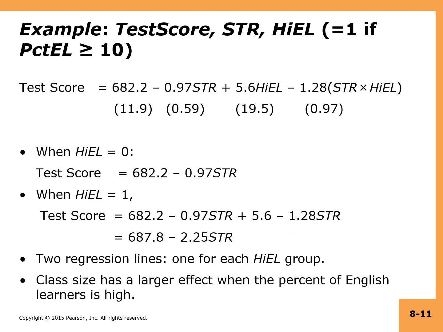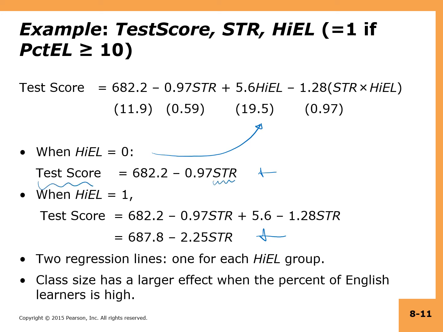So let's look at another example. Here we're regressing test score on student to teacher ratio, which is a continuous variable, and high English learner, which is a dummy variable, and the interaction between these two terms. So when the dummy variable, high English learner, is equal to 0, we can plug that into the equation and we get one regression line. When the high English learner dummy variable is equal to 1, we can plug in 1 instead of 0 and we get another regression line.